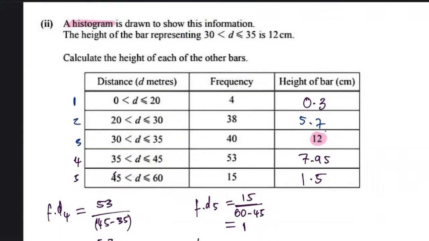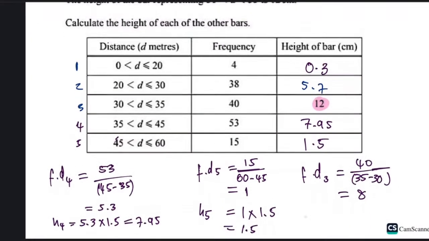If you want to just confirm if your method works for this 12, you would have said frequency density for the third one is equal to 40 over 35 minus 30, which is going to be 8, okay? Then you can say the height for the third one is 8 times 1.5. What is 8 times 1.5? We get 12. So it's going to be 12. So good. That makes it correct.